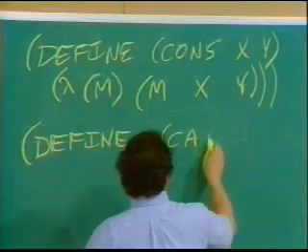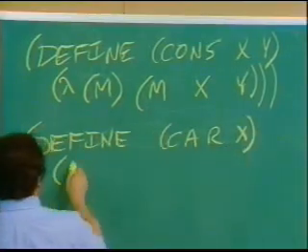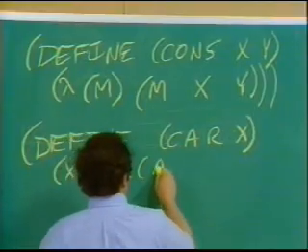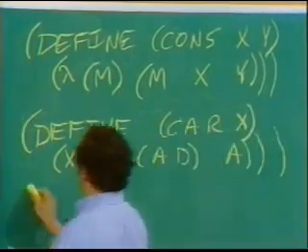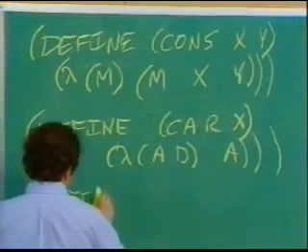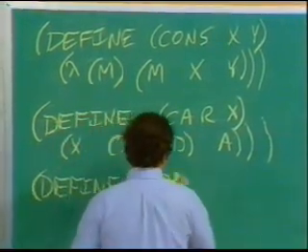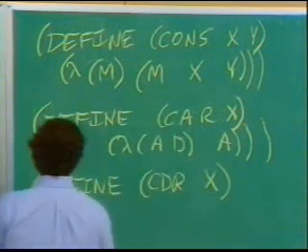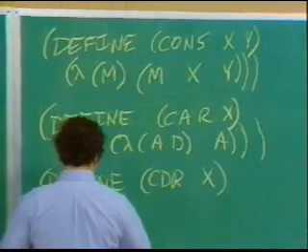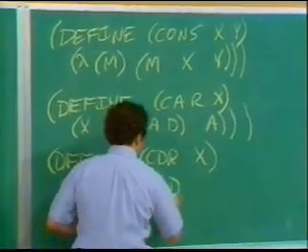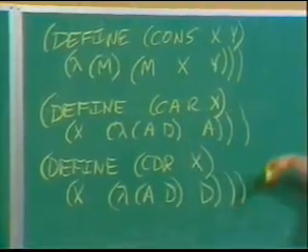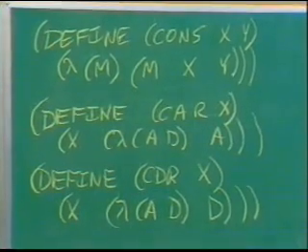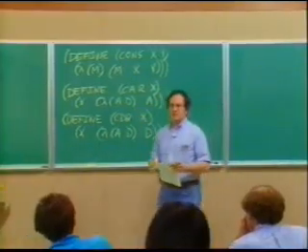Define car of x to be the result of applying x to that procedure of two arguments, a and d, which selects A. And we'll define cdr of x to be the result of applying x to that procedure of A and D, which selects D. Now, you may not recognize this as car, cdr, and cons, but I'm going to demonstrate to you that it satisfies the original axioms just once, and then we're going to do some playing of games.